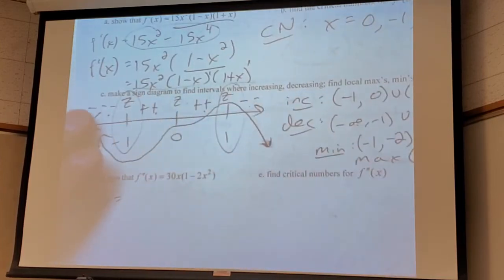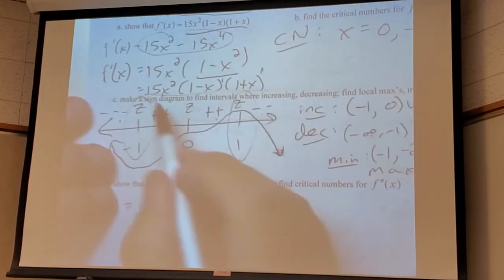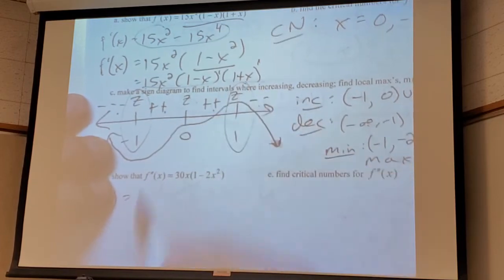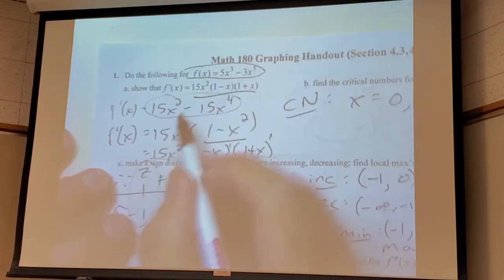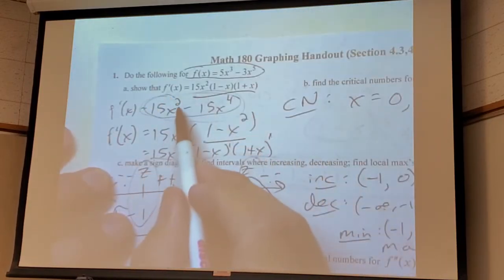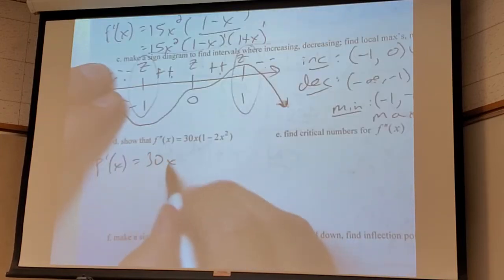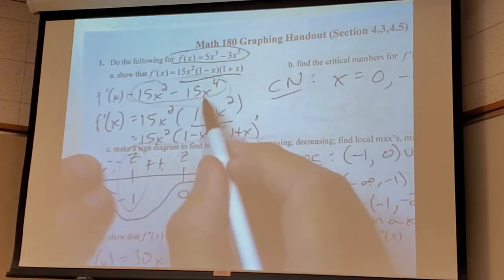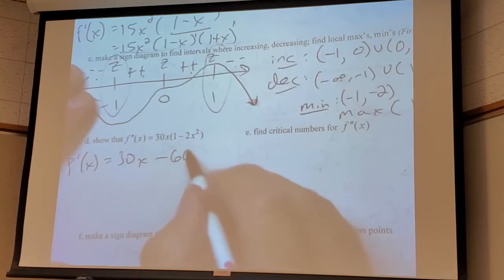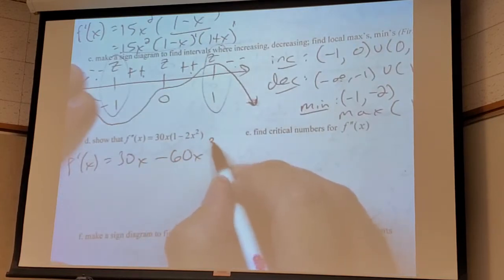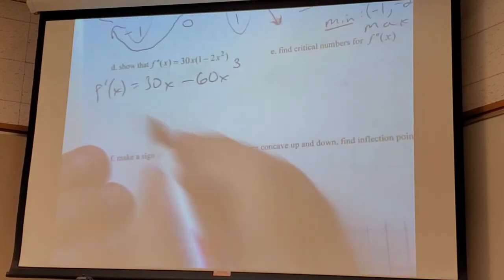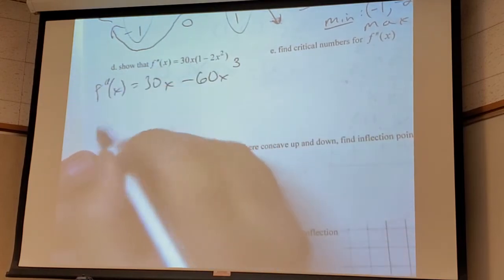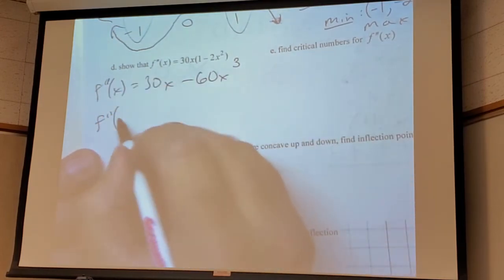Now, would you get the same answer? Yes. If you use this, is it easier to make mistakes? Yeah. All right. So what do I get when I take this through? Nice and easy. 30x minus 60x cubed. I love it. And then you just factor this.